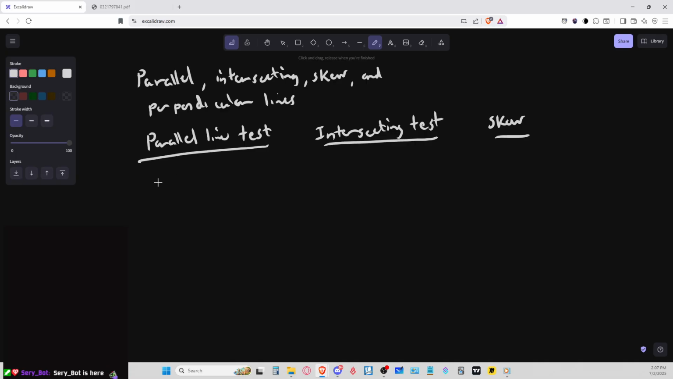So according to the parallel line test, R naught is the original point we started with, and we have t and the vector here. According to them, a line is a point and a vector. Let's write down the vector's components. Let's make it A, B, C here.